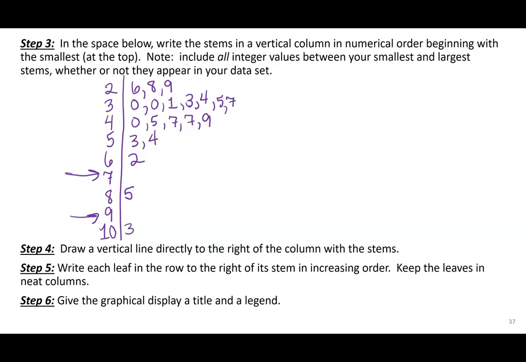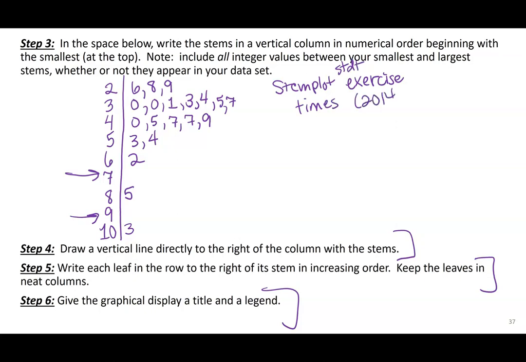So there you go. Now that we've done it, our vertical line, we drew that. We drew the stems and then the leaves there. And then it should have a title. So, stem plot, student exercise times, 2014. And then a legend, this is just to say 2|6 is equal to 26.